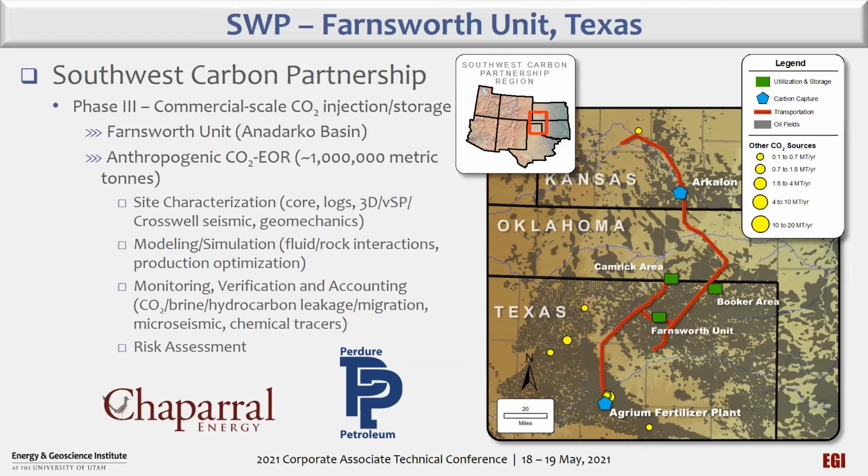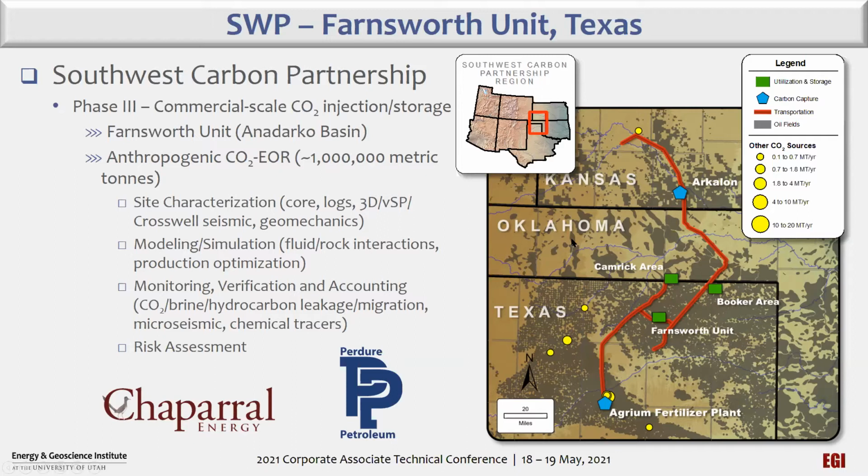Unlike most of the other CO2 EOR operations in Texas, namely the Permian Basin, or most significantly the Permian Basin, the Farnsworth unit project uses 100% anthropogenic CO2 sourced from the Arkalon ethanol plant in Liberal, Kansas, to the north here, and the Agrium fertilizer plant in Borger, Texas, to the south.